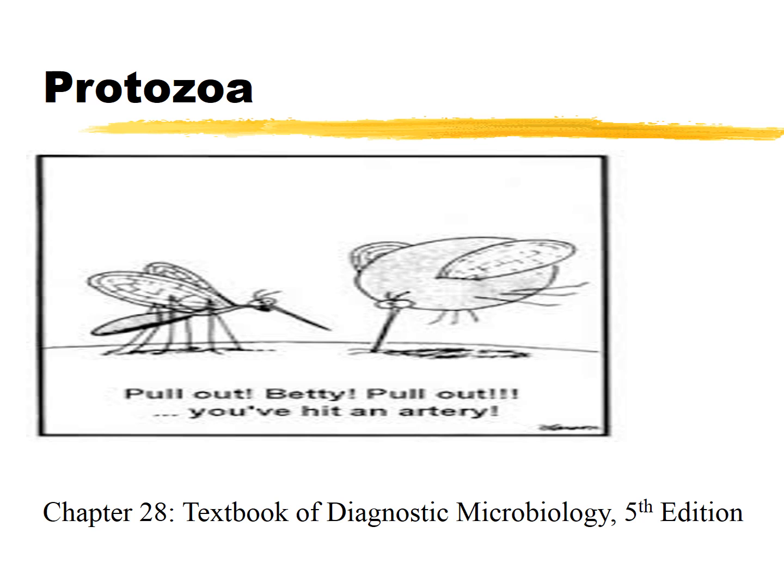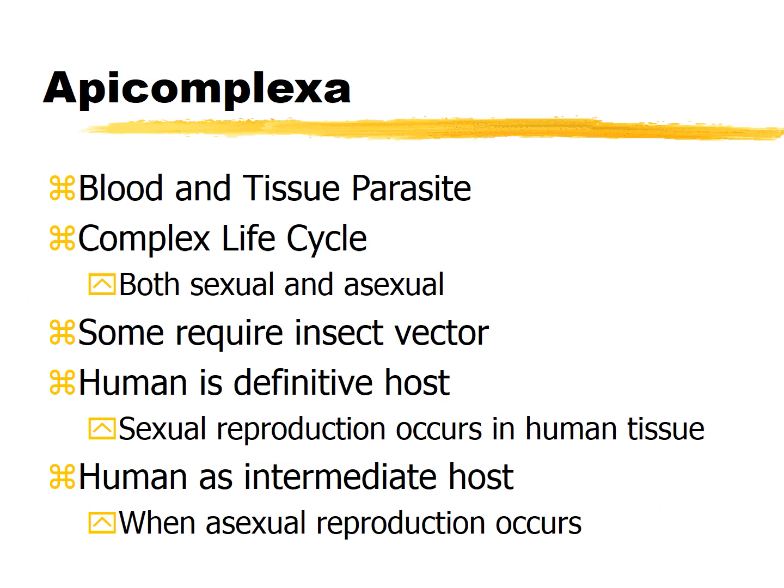Okay, so this lecture is going to be on the protozoa. These are your blood protozoans that we're going to talk about. The information is found in your textbook, chapter 28, Textbook of Diagnostic Microbiology, 5th edition. These protozoa fall under the phylum Apicomplexa.